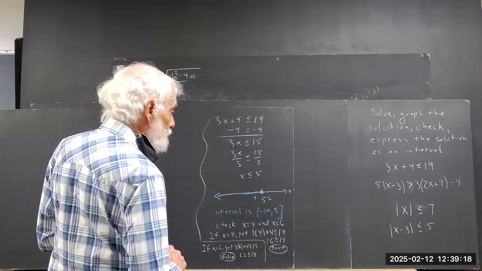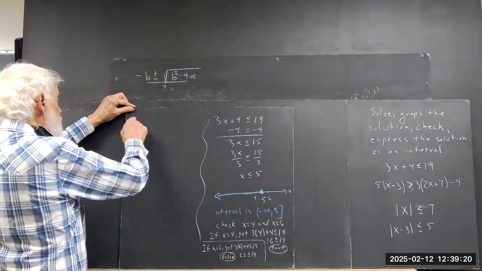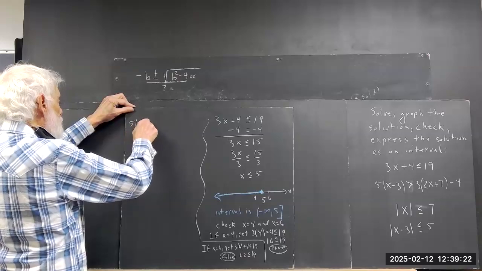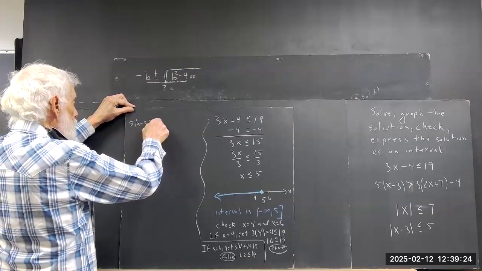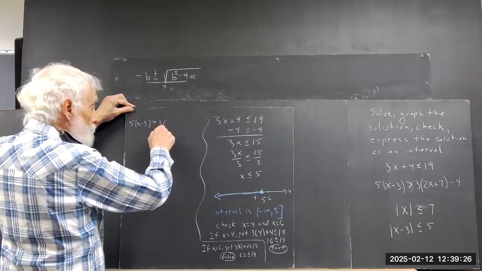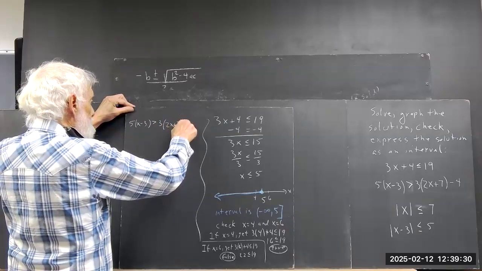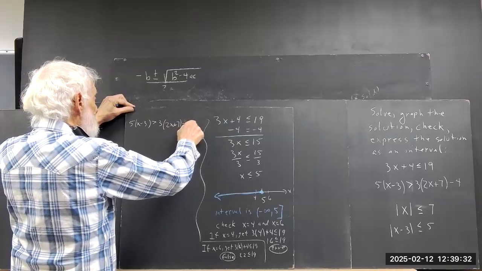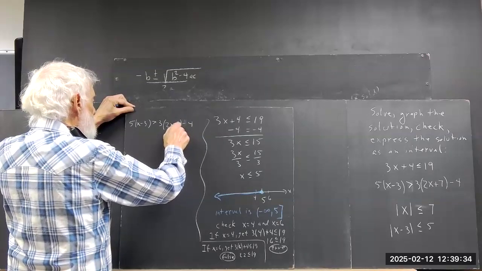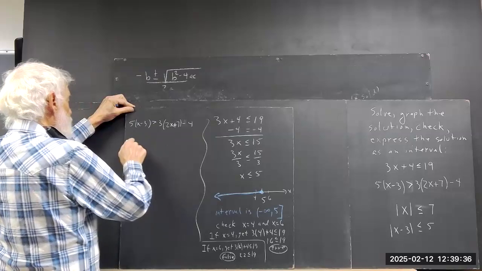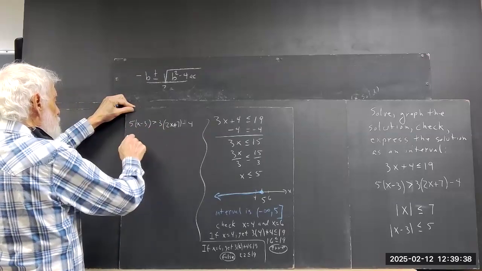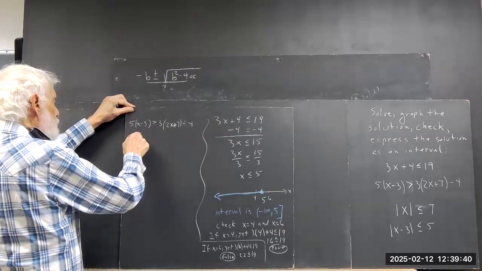so we have that. Then we have 5 times x minus 3 greater than 3 times quantity 2x plus 7 minus 4. Okay, well, if we do the distributive law, and I'm going to go ahead and do this.